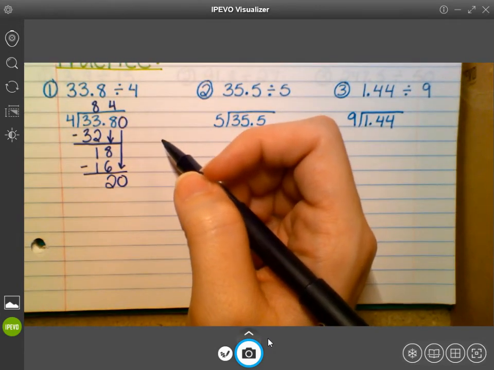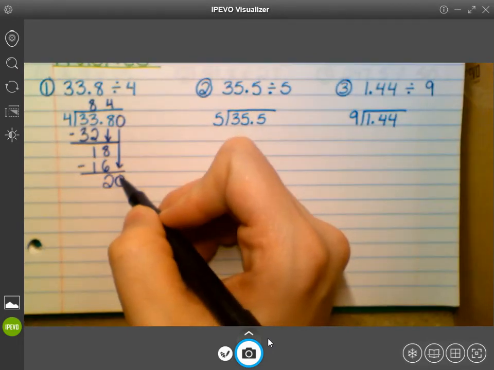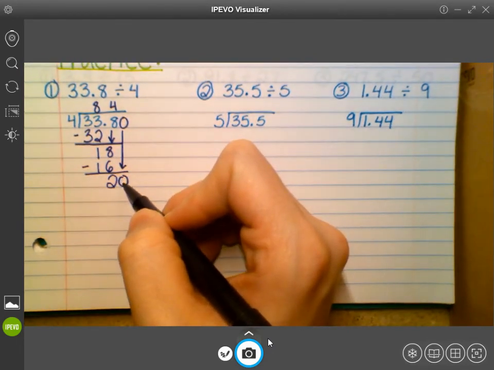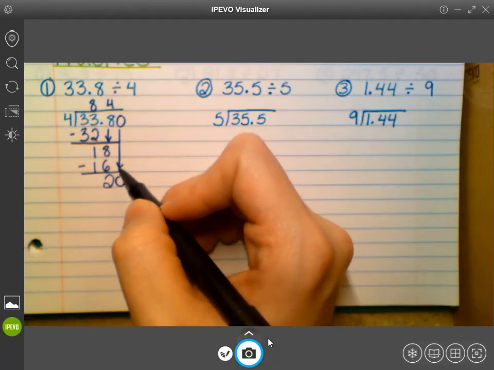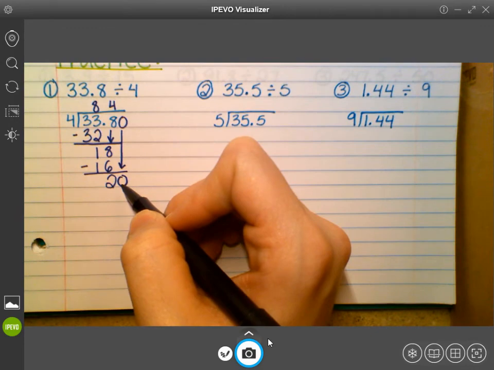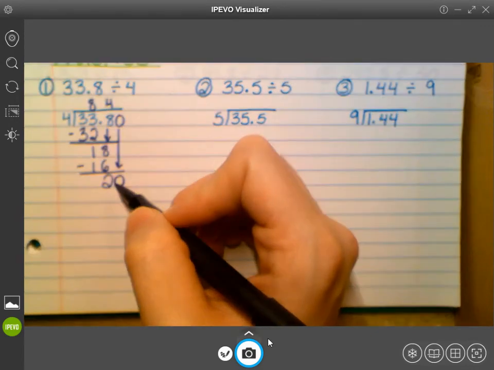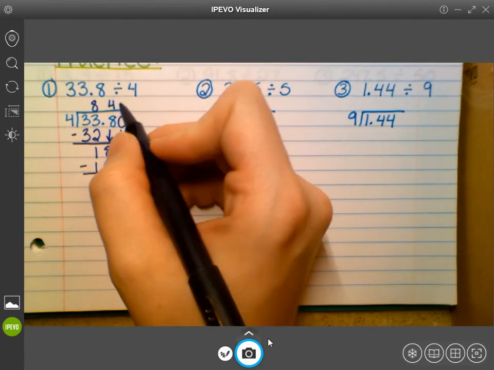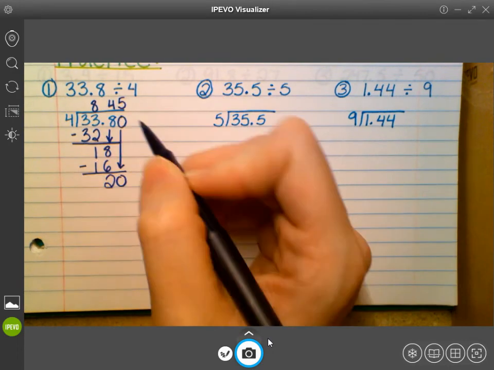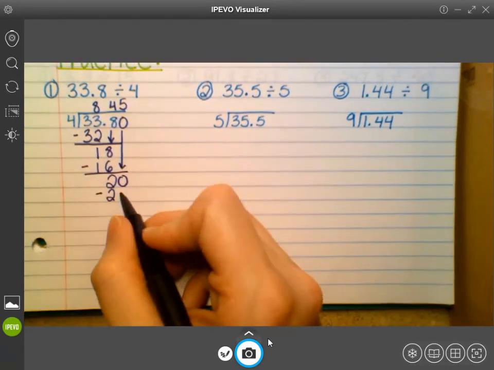No, this is a good thing. This is something new we're learning. You add a 0 onto the end, bring it down. So if you didn't do that, I'd like you to do it. I added a 0 onto the end and I brought it down to my 2. Now suddenly, my 2 has become 20. Can 4 go into 20? Yes, 5 times. So then I put my 5 above the 0. I subtract 20 because 4 times 5 is 20.